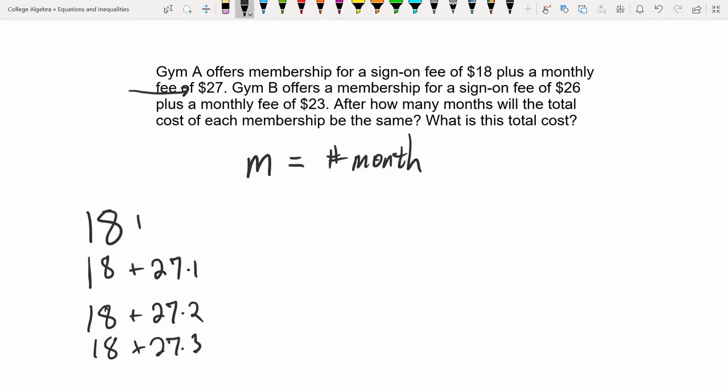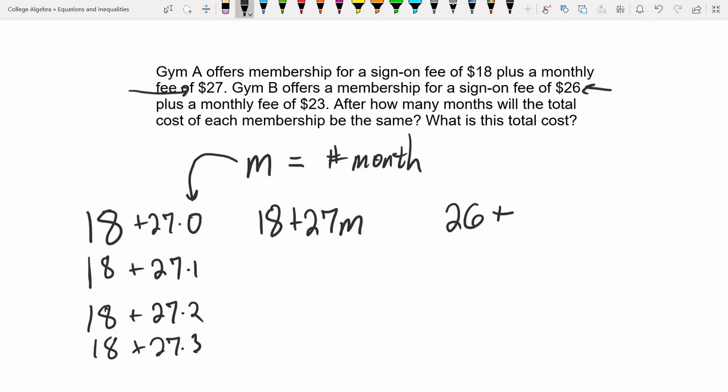Now you should see a pattern forming here. This is just the months that you've gone to the gym, which means this thing is going to be 18 plus 27 times M. That's the actual algebraic expression to find out how much it would cost. Likewise, we can do this for gym membership B. The sign-on fee is $26 plus a monthly fee of $23. Now, we have 2 expressions. This is going to be Gym A. This is Gym B.